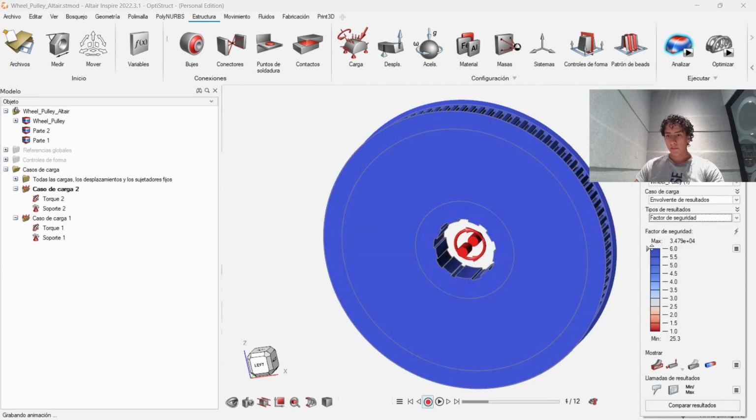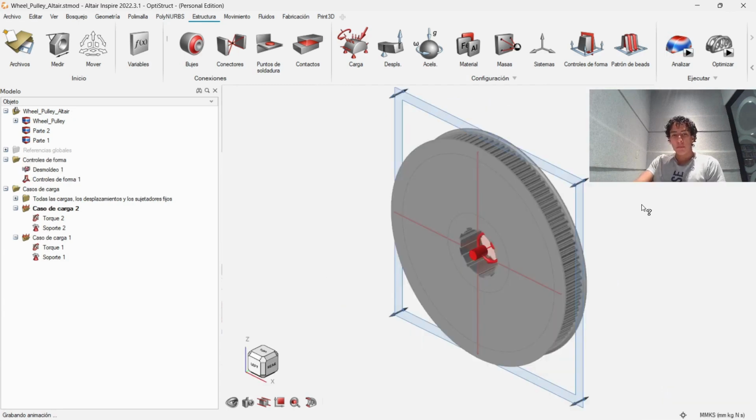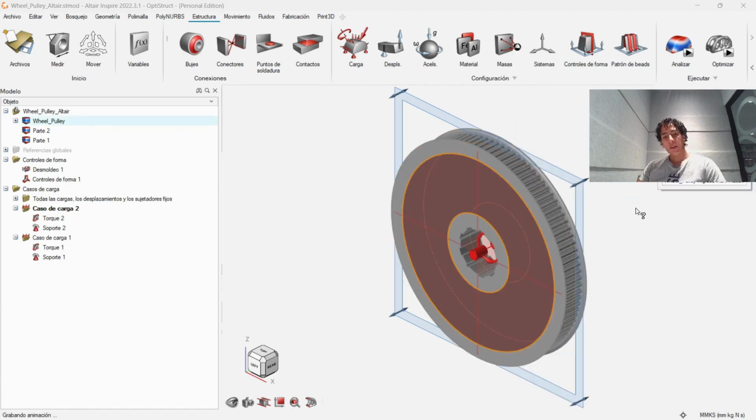By using the filter, we can determine that almost everything has a safety factor greater than 6, indicating that it has potential for optimization. This is now my part ready for optimization. I create a partition for the central part where the pulley attaches to the wheel hub and another partition on the outer perimeter where the pulley teeth are located. I convert the interior area into the design space where the volume of the part will be reduced.